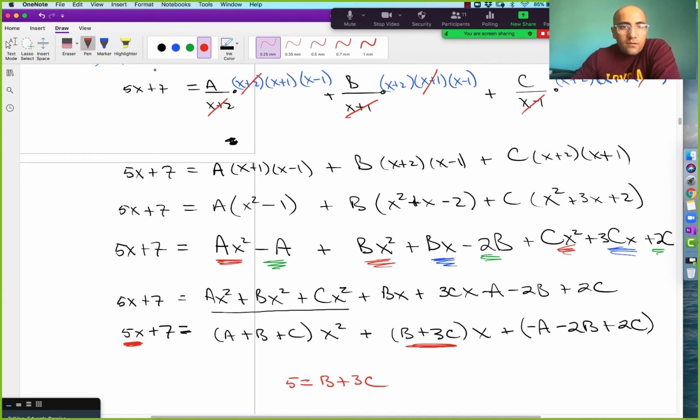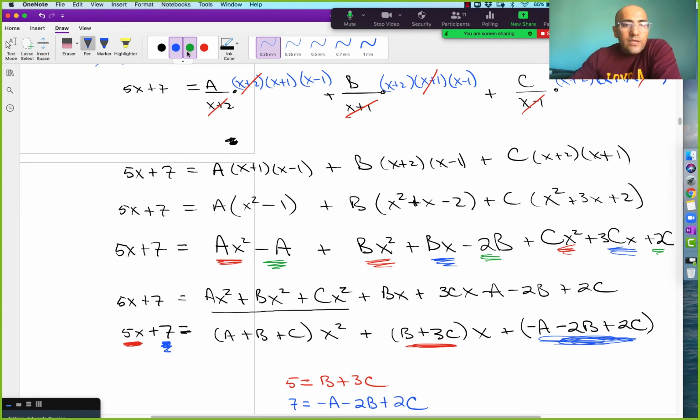Good. And the constant with no variable, no x's at all, is a 7. It must be true that all of this over there, it better be a 7. I've got to find the values of a, b, and c such that these constants give me a 7, and these constants over here give me a 5. So I'll get that 7 is equal to negative a minus 2b plus 2c.